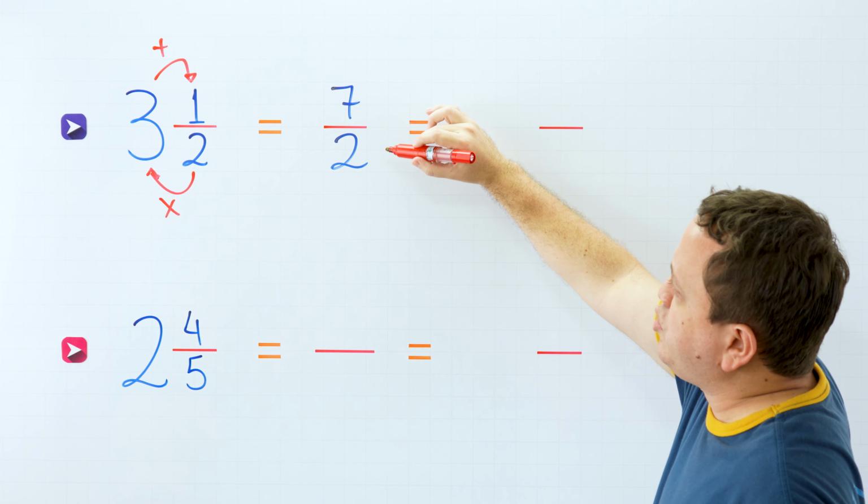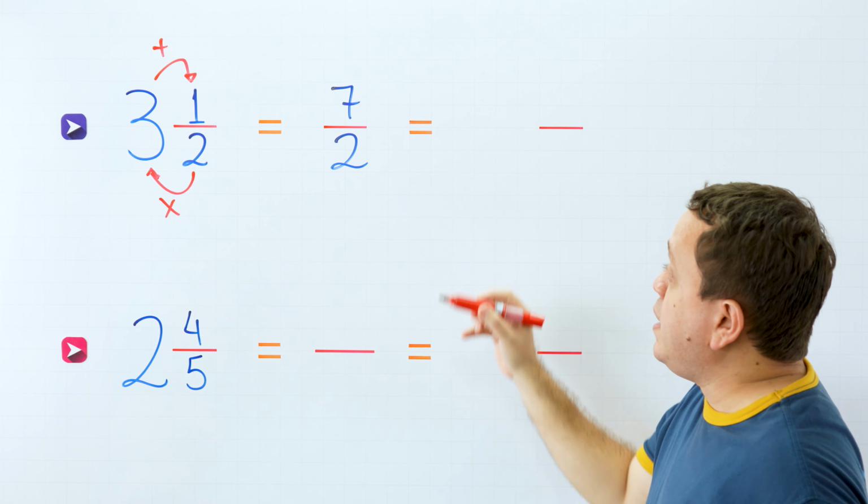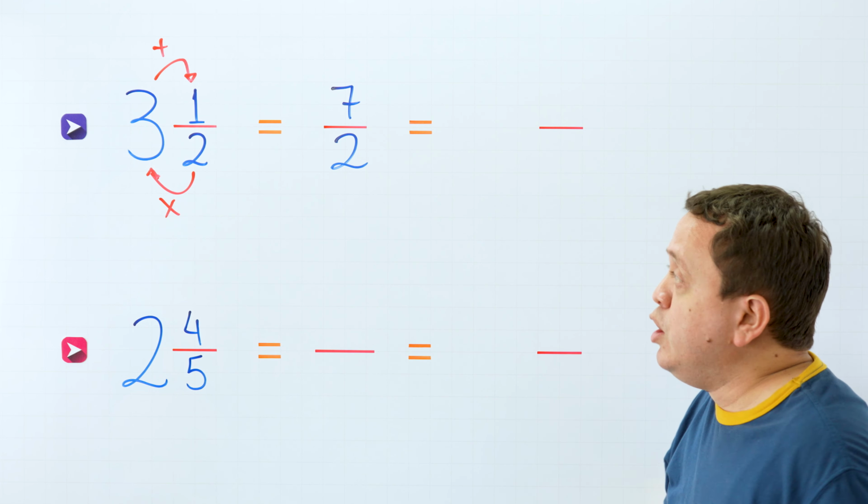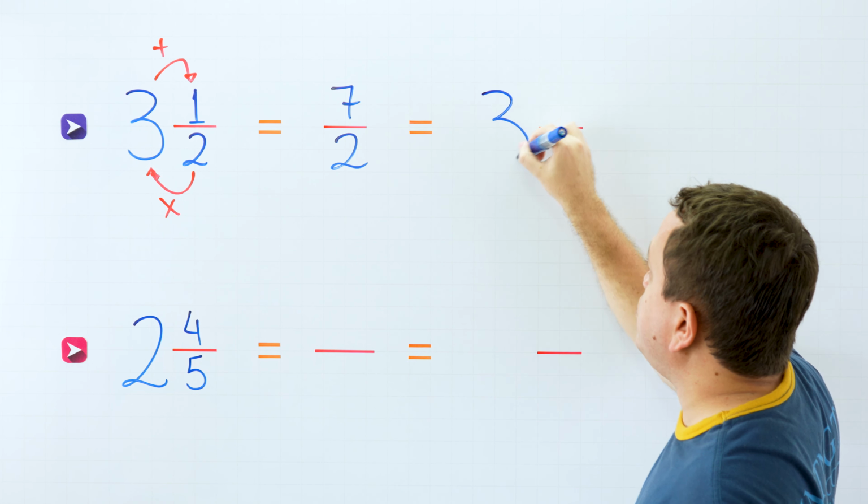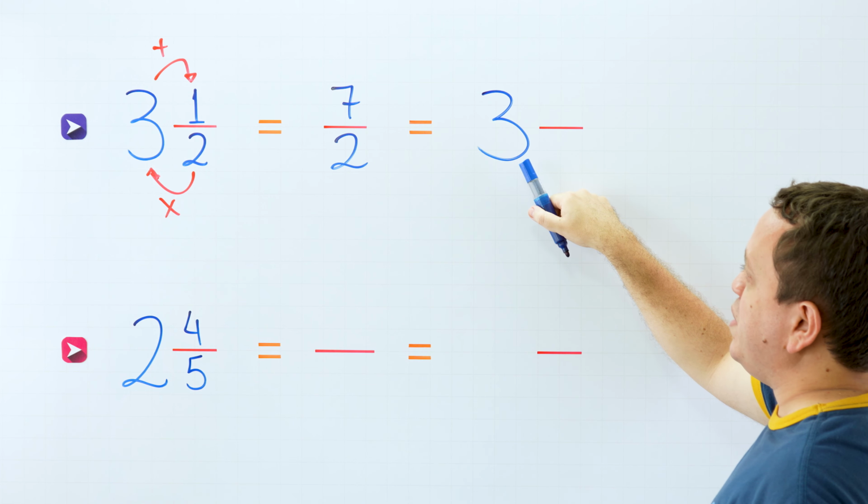So how many times does 2 go into 7? Well, 2 goes into 7 3 times. 3 is the whole number part of the mixed number.